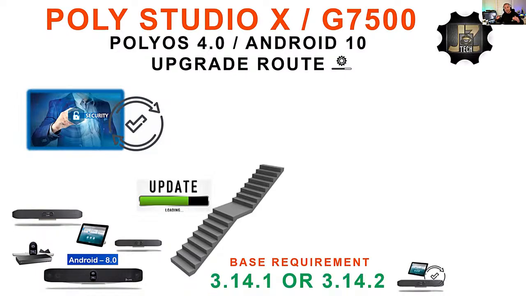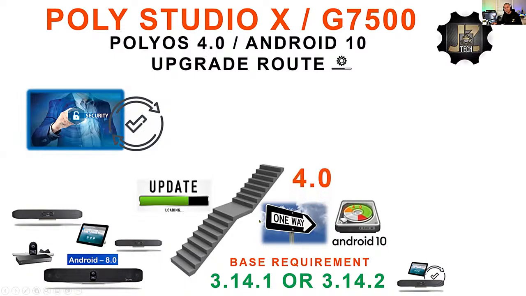That is the base, because there are a lot of things being prepared, like the Android libraries, etc. A lot is being prepared in the background, and that is optimal from that base layer, 3.14.1 or 3.14.2. When you do the upgrade, it's one way. This is really important. There's no way back to the 3.x release. So I always recommend you test it first in your environment on one or two devices, because it is a one-way route.